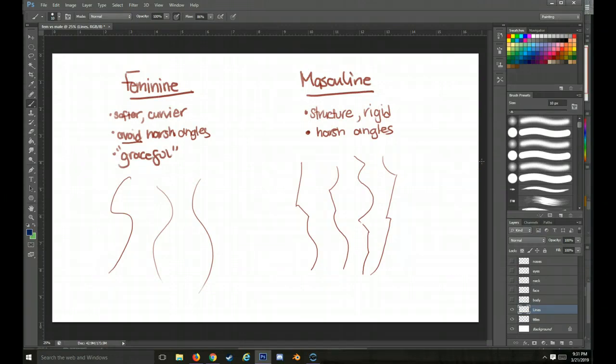So first of all, feminine characters are usually communicated as more feminine if we use softer and curvier lines, avoiding harsh angles. Think of these as graceful or elegant lines. While for masculine characters, when we want to communicate that a character is more masculine, we want to use more rigid lines with harsher angles, so there's more structure to them, and they're not as flowing as the more feminine lines.